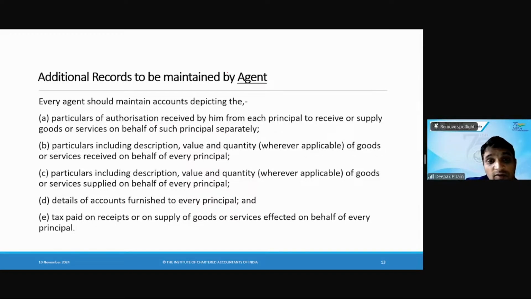Happy International Accounting Day. Thank you. Thank you, Swati. Happy International Accounting Day to all the accountants as well. You are also part of the accountant group itself.